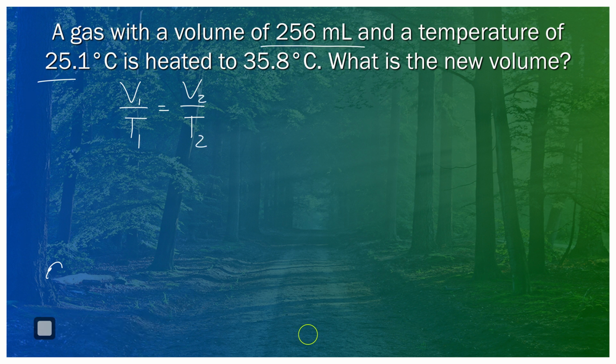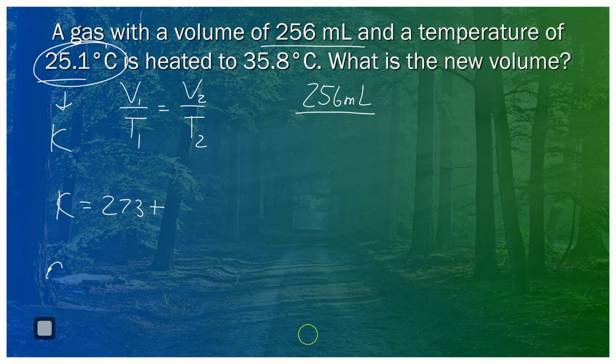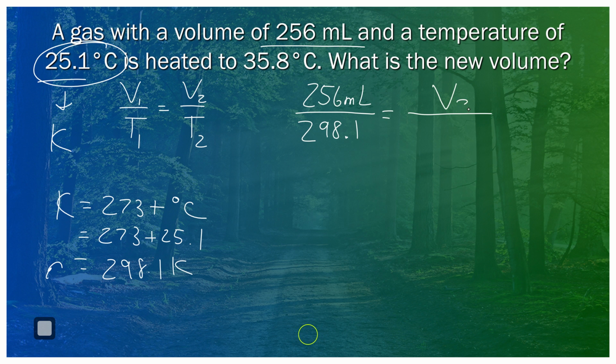So I have my initial situation where I have 256 milliliters and 25.1 degrees Celsius. I can put the 256 milliliters on top, but I need to change this temperature into Kelvin. My formula is Kelvin is 273 plus degrees Celsius. So I just plug that in. 273 plus 25.1 is 298.1 Kelvin. So that is my temperature that I'm going to put on the bottom of this. This equals, I'm solving for the final volume.